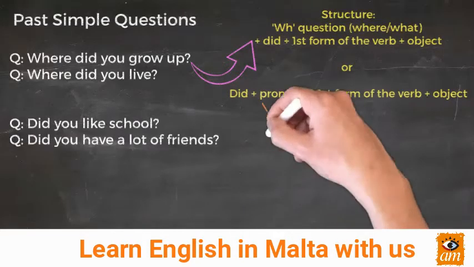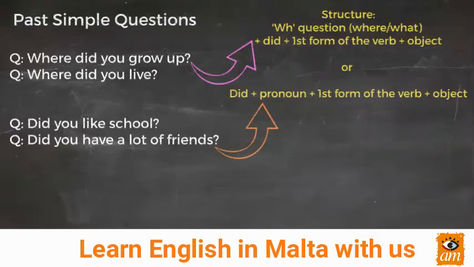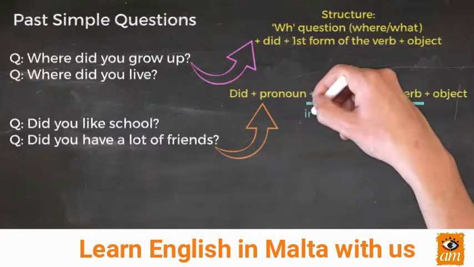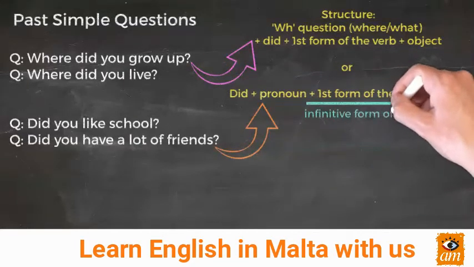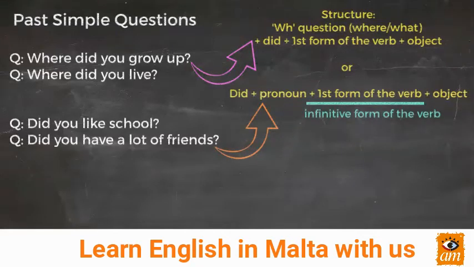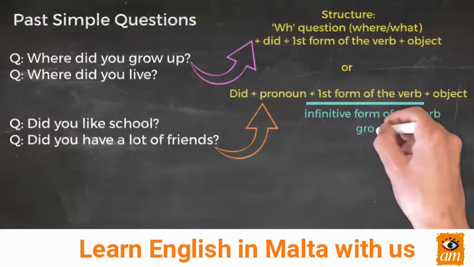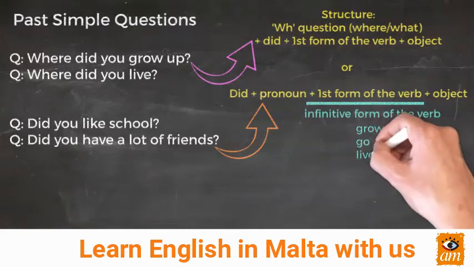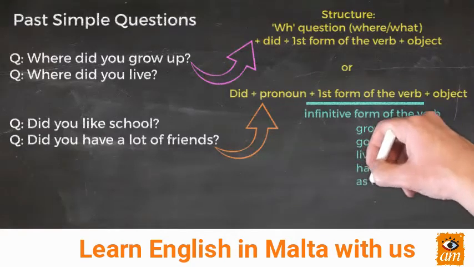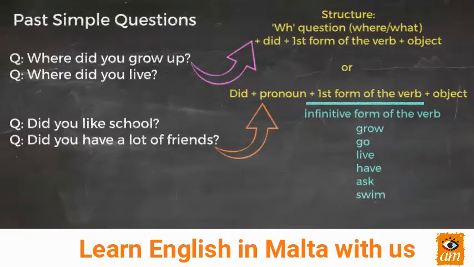For the second type of question, we have did, plus the pronoun, plus the first form of the verb, plus the object. Now, the first form of the verb is the infinitive form of the verb. So we have verbs such as grow, go, live, have, ask, swim.